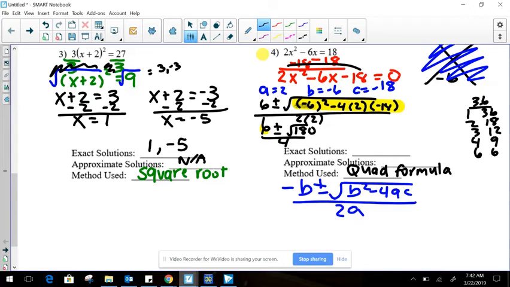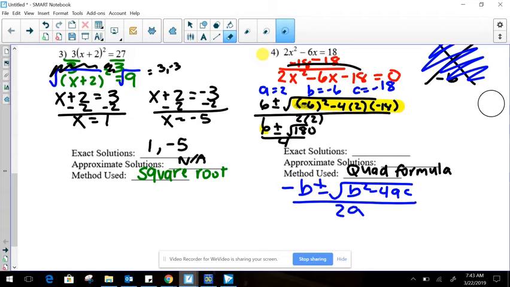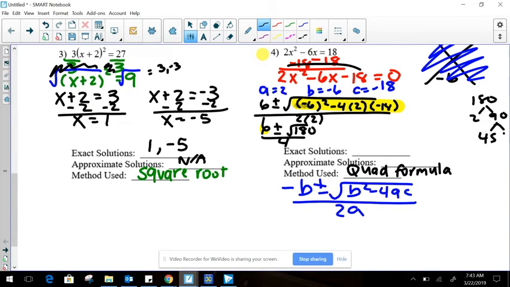Now, if you take the square root of 180, is that a perfect square? No, it's not. So what I'm going to do is factor tree the 180. I'm going to erase this so I have more room on this side. So 180, break that down and see if you can simplify that radical. Let's say 2 times 90, 45 times 2, 3 times 15, and 3 times 5.